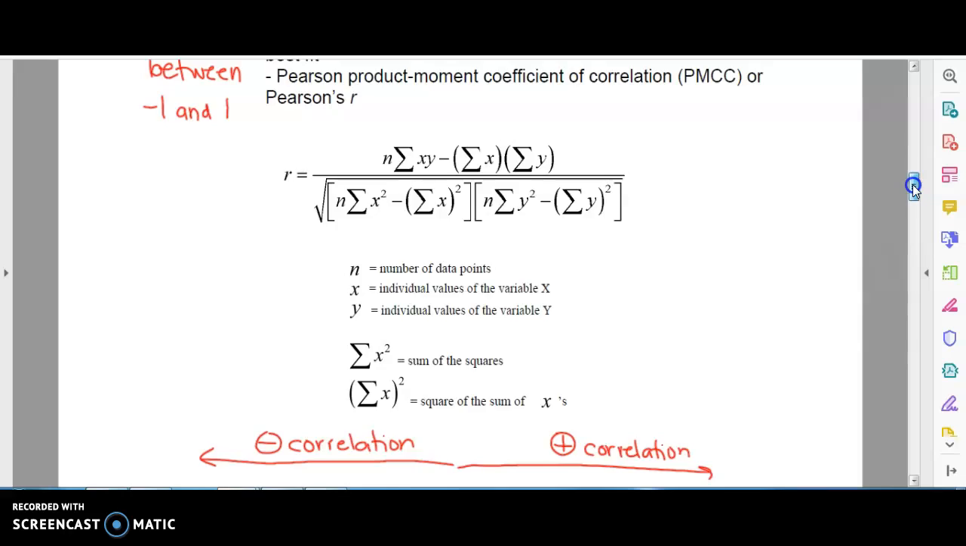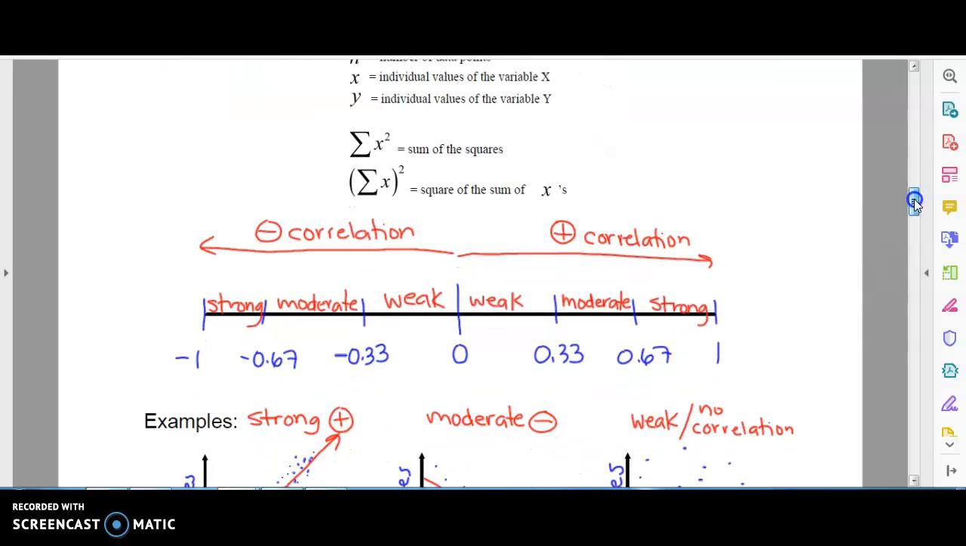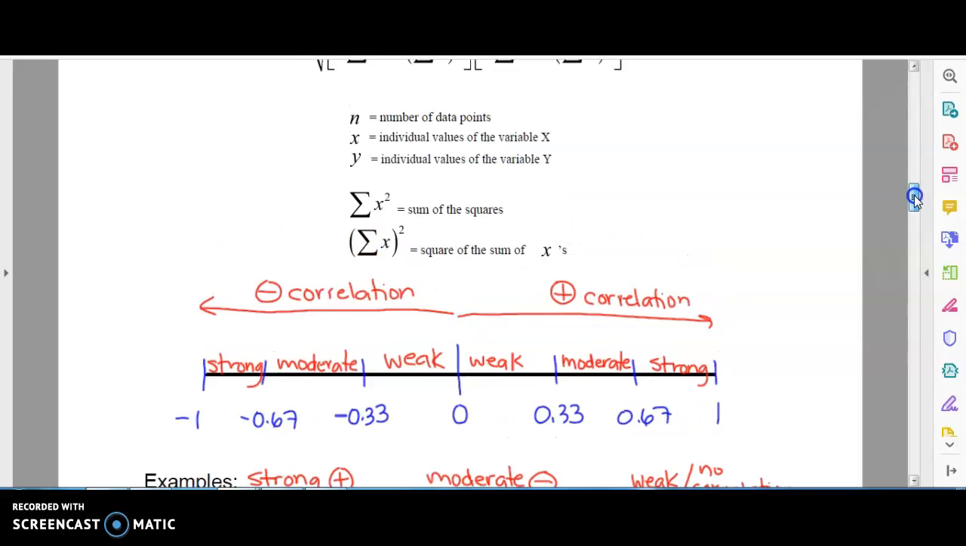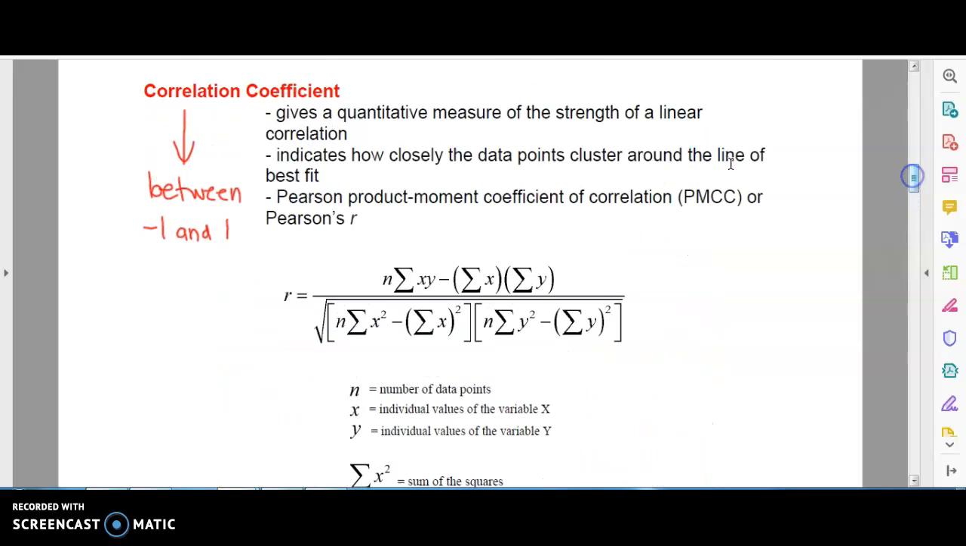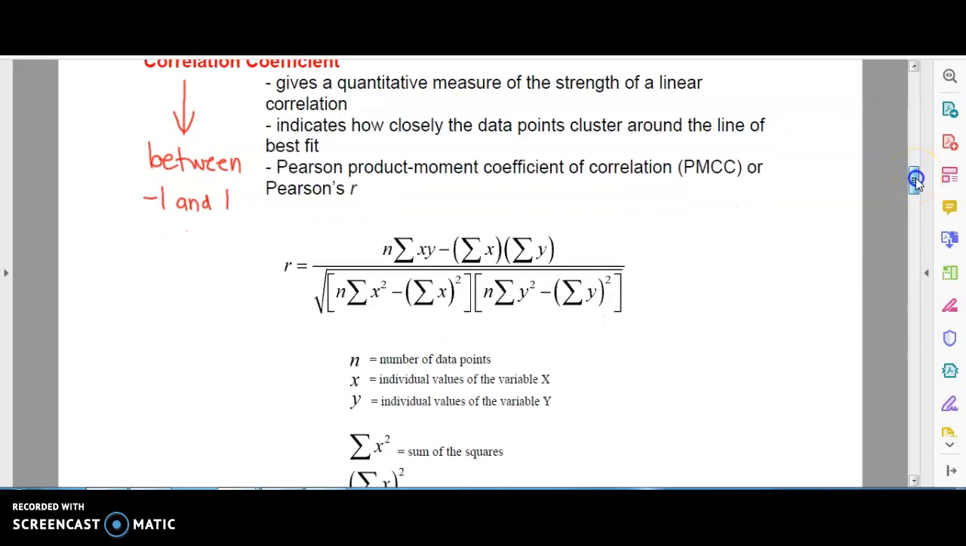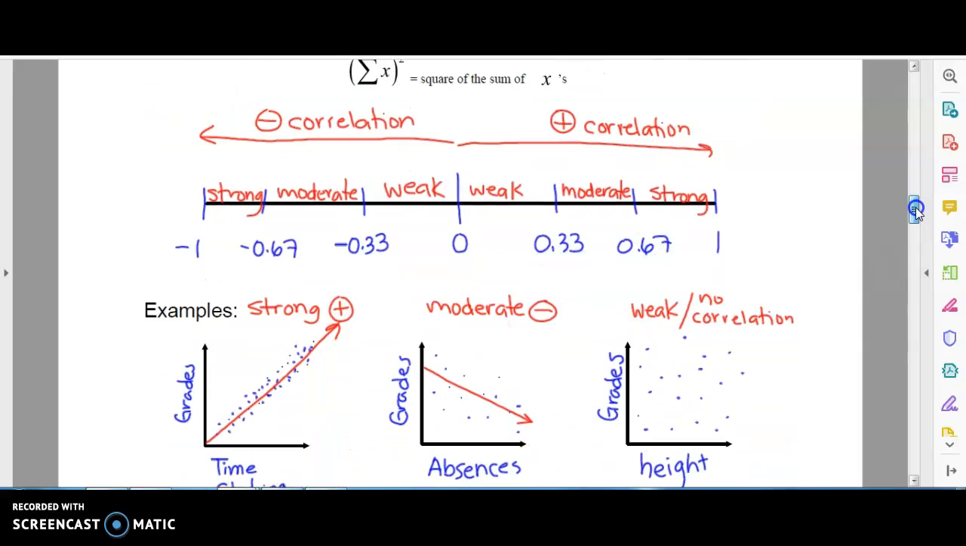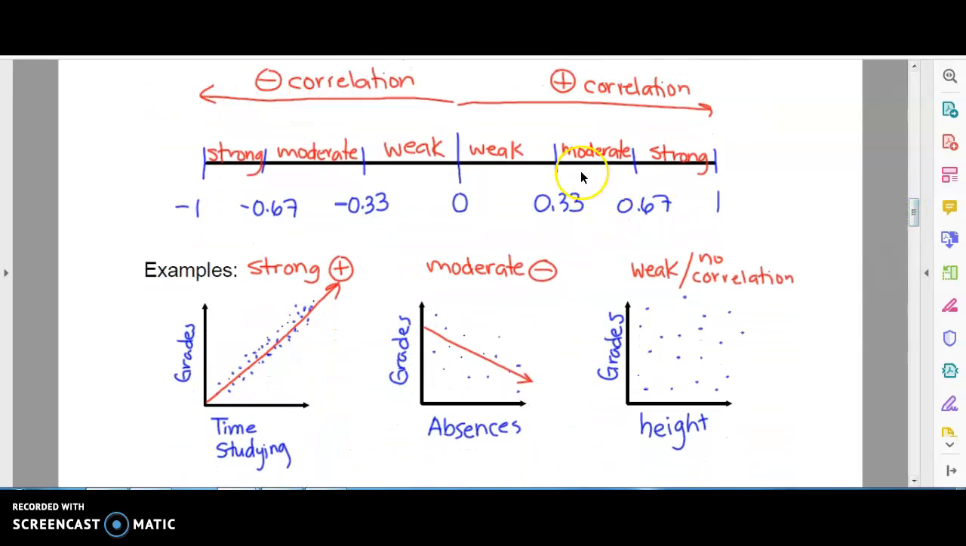Okay. In terms of what does the number mean? So this will give us a number between -1 and +1. And again, like we said, if we go back up here, sorry, it gives a quantitative measure of the strength of a linear correlation. So basically how strong or how weak is the correlation between your two variables. Okay, so here's a key to tell you how to interpret the correlation coefficient.